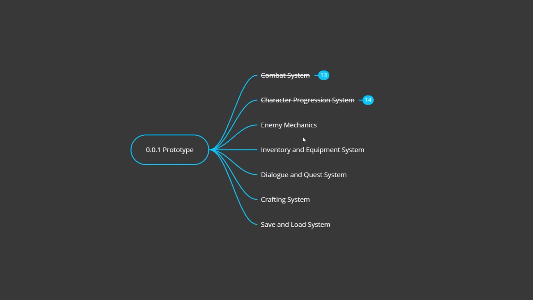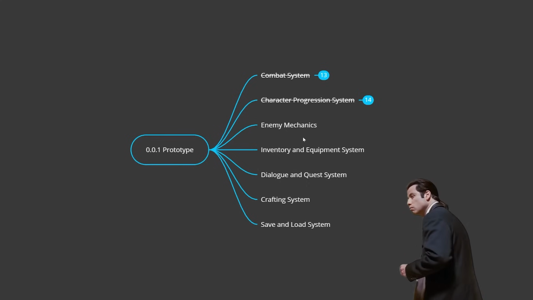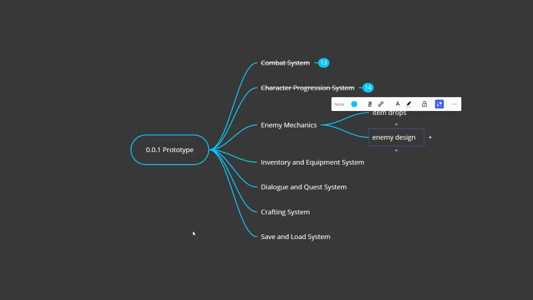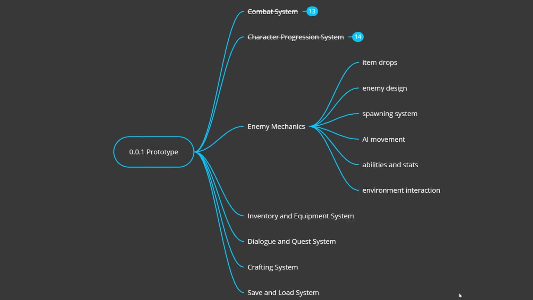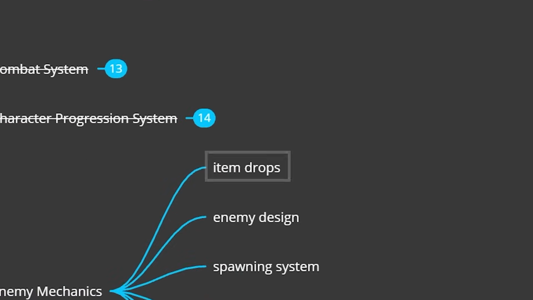Let's say your next task is to implement enemy mechanics. That's a pretty broad task, and you might struggle to figure out where to start. A common approach would be breaking the task down into smaller ones, like this. Now, each task feels a bit more tangible, but not enough. If you look at this task, it's still broad and difficult to know where to start.